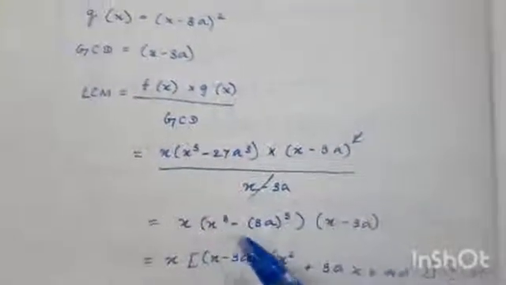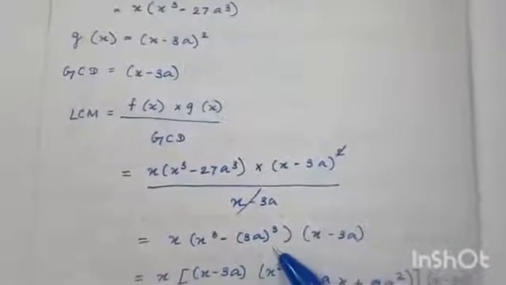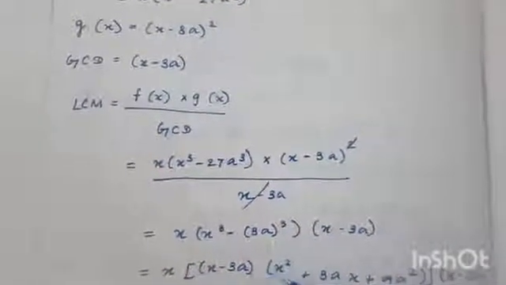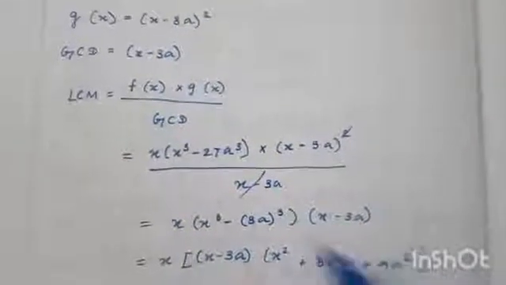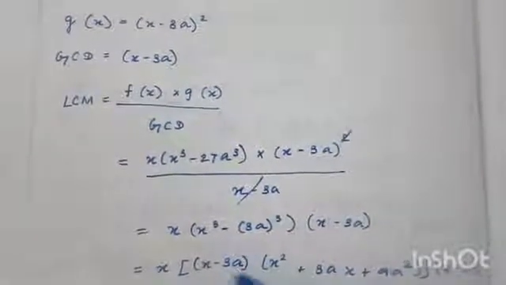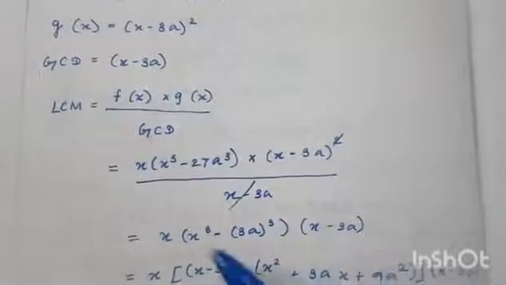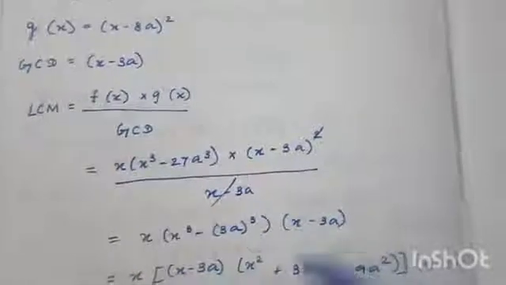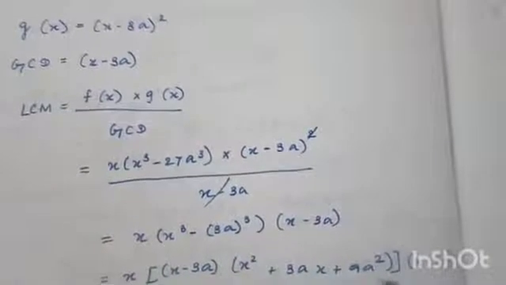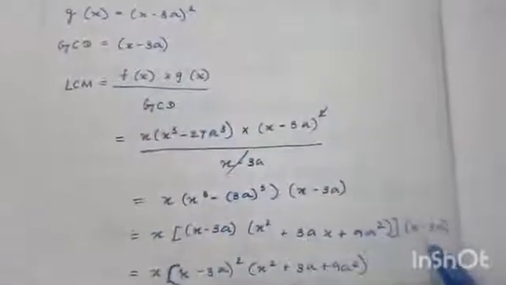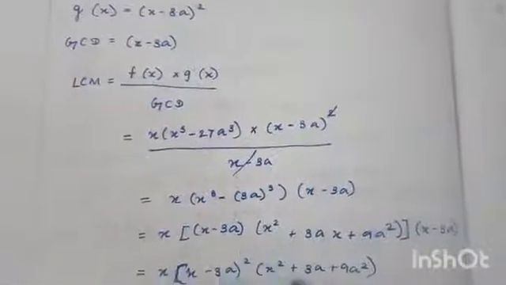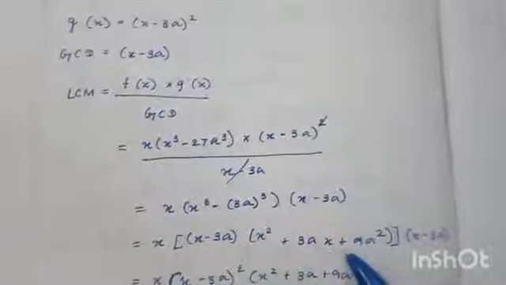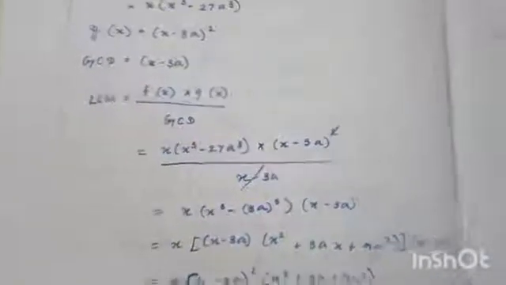So now you have to apply the formula a cube minus b cube, which is a minus b into a square plus ab plus b square. So it is x into, a minus b is x minus 3a, then a square is x square, ab is x into 3a, plus b square, that is 3a whole square, that is 9a square. Now for x into x minus 3a, two times is there, so x minus 3a whole square, times x square plus 3ax plus 9a square. So this is the LCM.